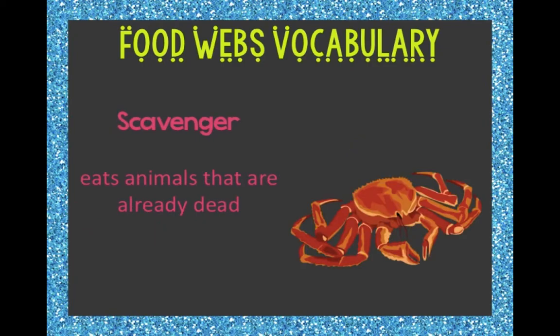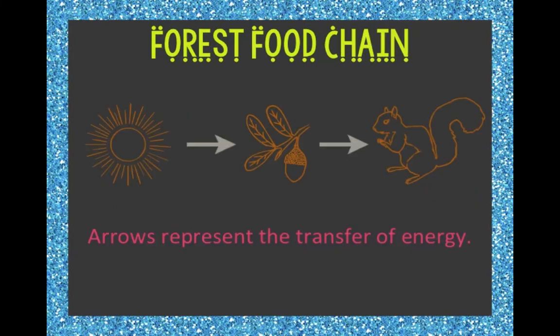And then we have scavengers. Scavengers eat animals that are already dead. So they, vultures are scavengers. They look for animals that have been killed. Crabs are scavengers. So anything that only eats animals that are already dead is a scavenger. Now let's take a look at this food chain that I was referencing, that transfer of energy. Now these arrows represent the transfer of energy.